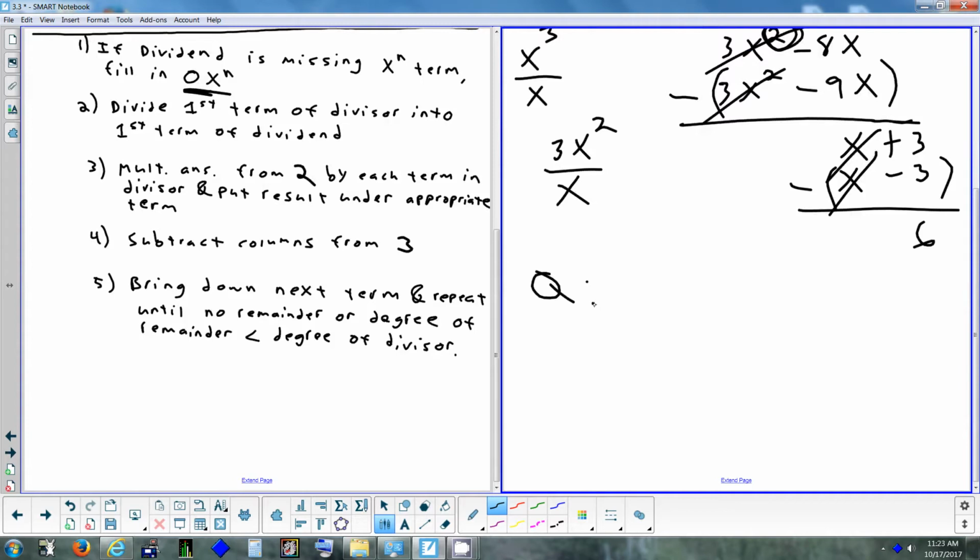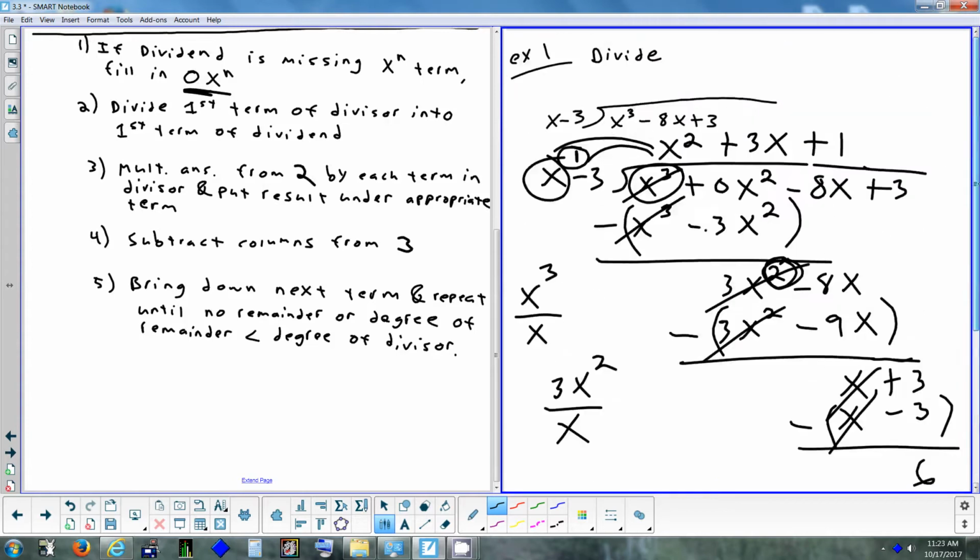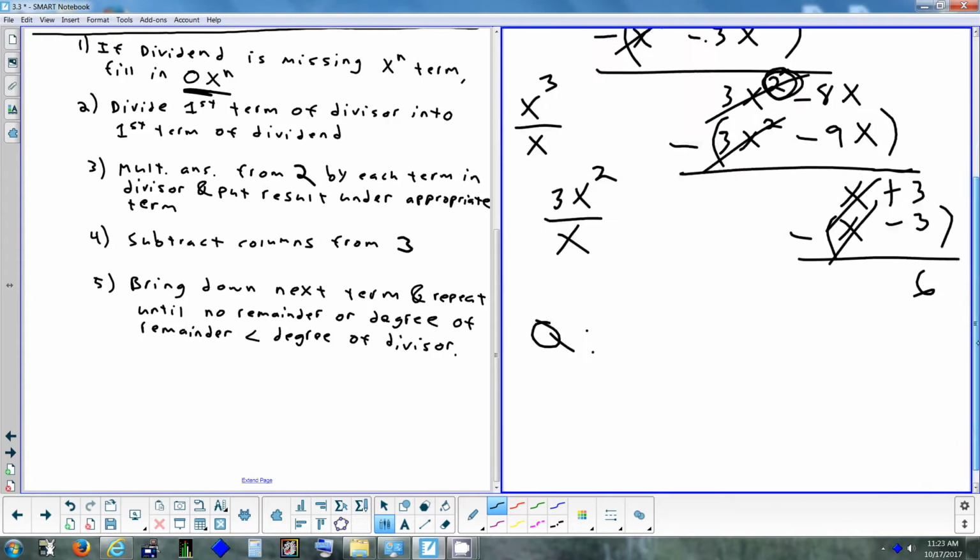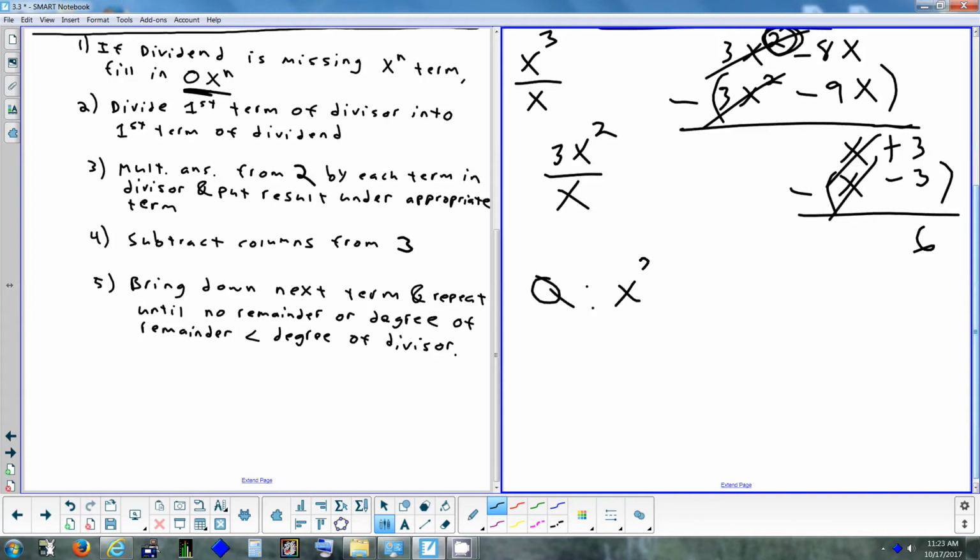Okay, so a couple ways you could write your answer. You could put the quotient and scroll back up to what we had. X squared plus 3x plus 1. Remainder 6.